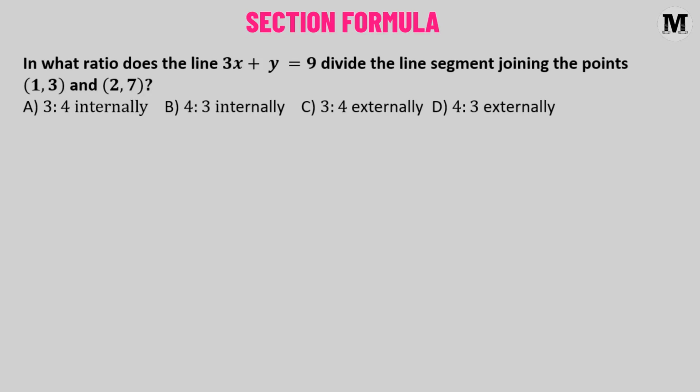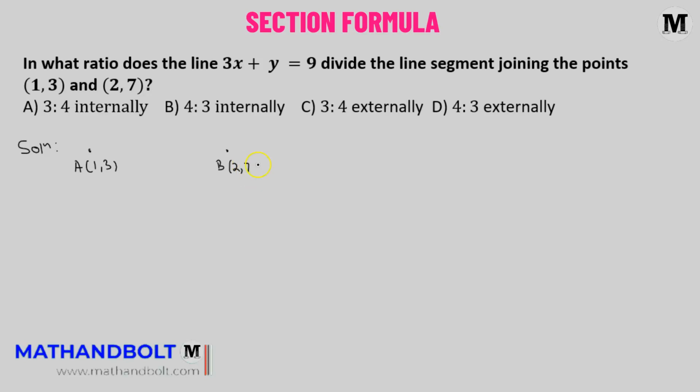In what ratio does the line 3x + y = 9 divide the line segment joining the points (1, 3) and (2, 7)? Let us begin. So here we have 2 points. Let's say the point A has the coordinates (1, 3) and we have the other point B, which has the coordinates (2, 7).